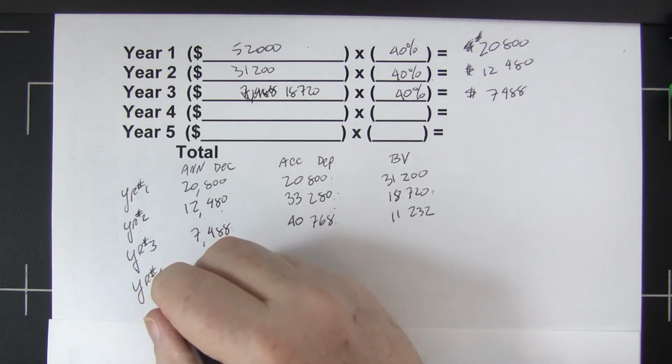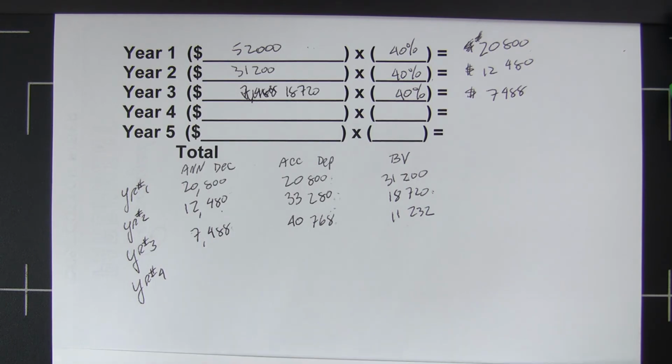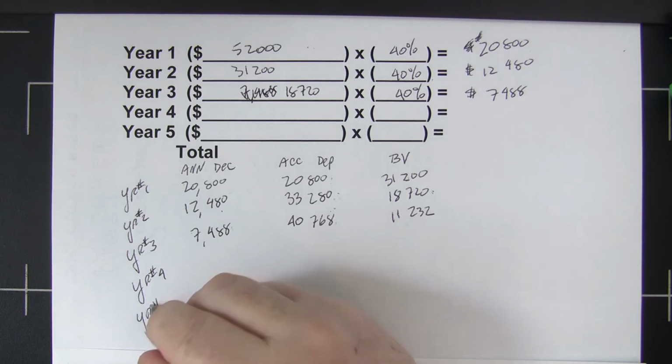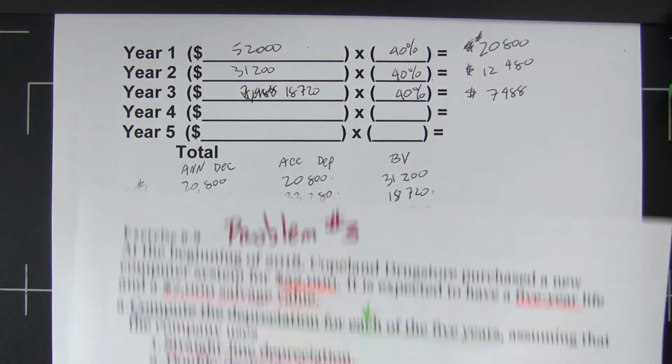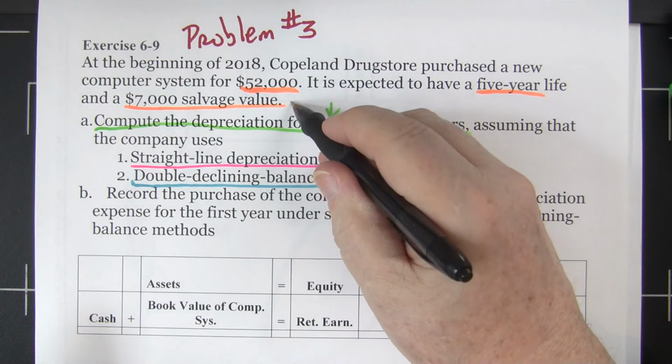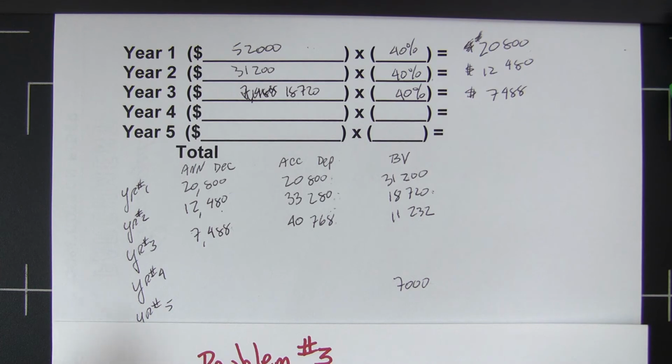Now we're at year number 4. So our book value is $11,232. But remember, when we're all done, we want the book value to be $7,000. So at the end of year number 5, we want the book value to be equal to the salvage value. That's the object of it. So that's where we need to be. So let's figure out how we're going to do this.